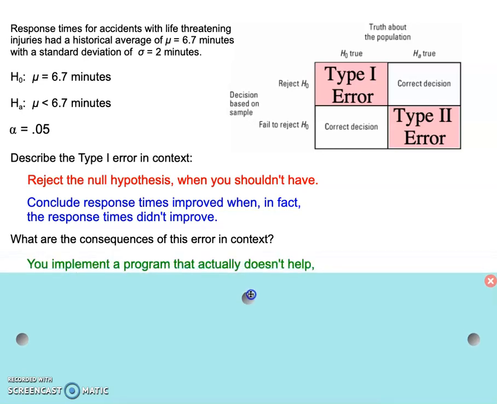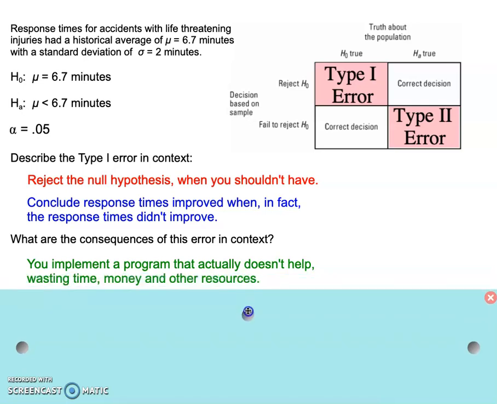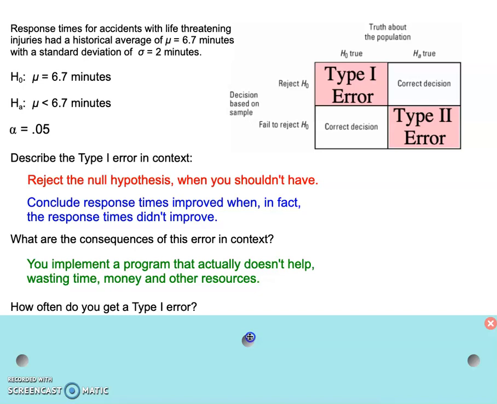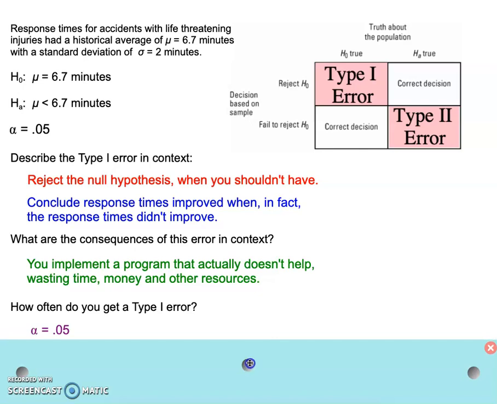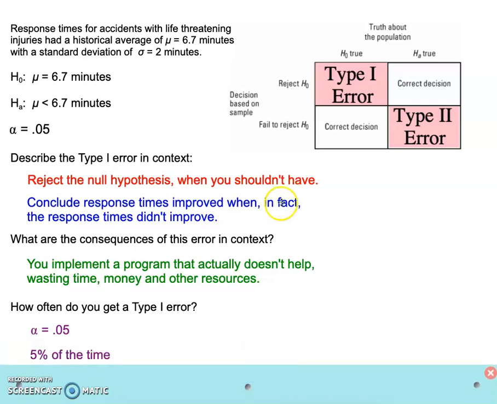Consequence, you're going to implement the program, but it really doesn't help. So why is that bad? Well, you wasted time, money, resources to actually implement the program. Now, how often will this happen? In order to reject the null, we want a sample that is unusual to happen by chance. We set a significance level of 5%. So how often are you going to actually make that mistake? Exactly that number, 5%. So type 1 error, significance level equal.